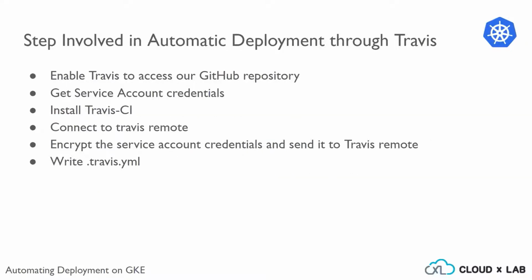So now the steps involved in automatic deployment through Travis are: enable Travis to access our GitHub repository, get service account credentials from GCP, install Travis CI in our machine, say our Ubuntu remote machine, and then connect to Travis remote, encrypt the service account credentials and send it to Travis remote so that Travis will be able to connect to GKE with the service credentials given by GCP, and then write the Travis YAML file. And based on the instructions written in the Travis YAML file, Travis tries to deploy the application onto GKE.